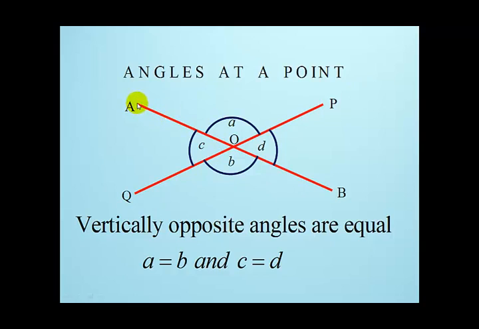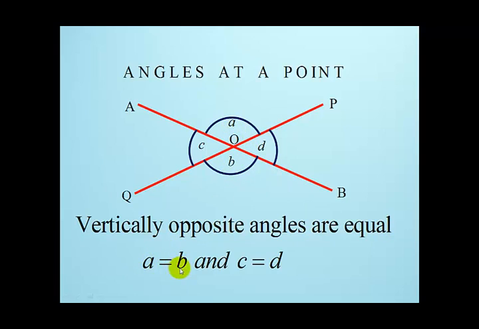Angle AOP is A. Angle AOQ is C. Angle QOB is B, and angle POB is D. Vertically opposite angles are equal. Now when you look at the diagram, A and B are vertically opposite angles. And so because vertically opposite angles are equal, then we can write that A equals B.